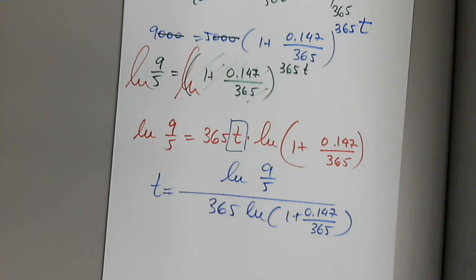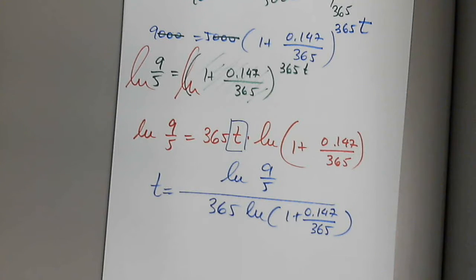365 multiplied by natural log, and in parentheses we have 1 plus 0.147 divided by 365. Close the parenthesis, and don't forget to close one more parenthesis for the outside of the denominator. If you omit this, the calculator will divide that by 365 and multiply the answer by the natural log. So now we press enter, and we get 3.999.